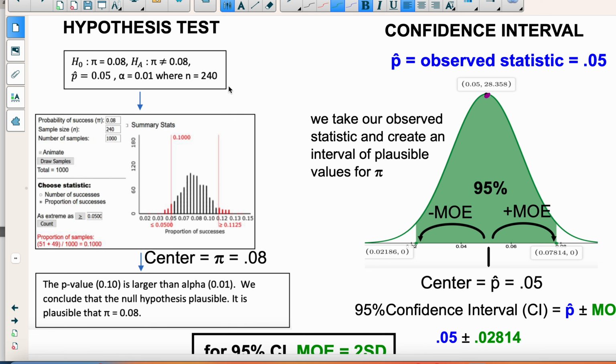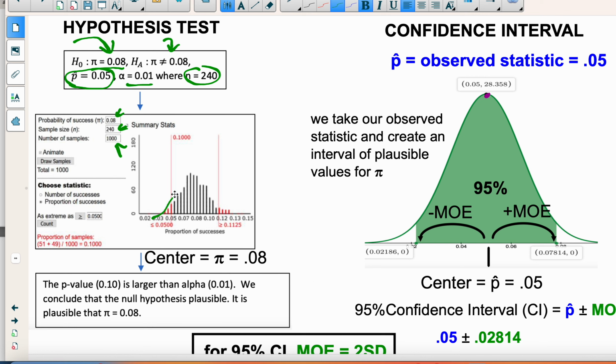So why do we even do this? Well, let's go back to when we did a hypothesis test. We wrote our hypotheses. We said, all right, the claim in this case is pi equals 0.08. Alternatively, we think that pi possibly doesn't equal 0.08. We take a sample and we get a p hat of 0.05. Our sample size is 240. We do a hypothesis test where alpha equals 0.01. We put it in the applet here, pi equals 0.08, and my n, my sample size.